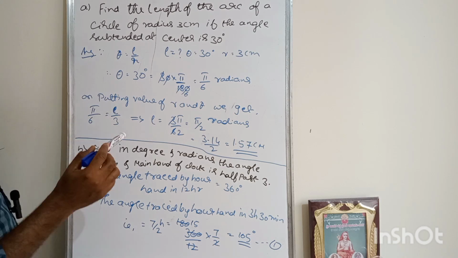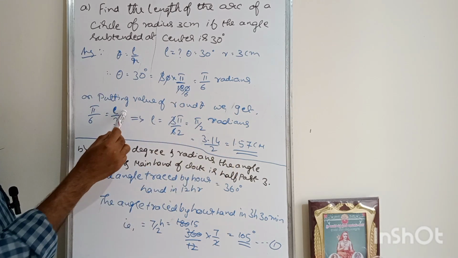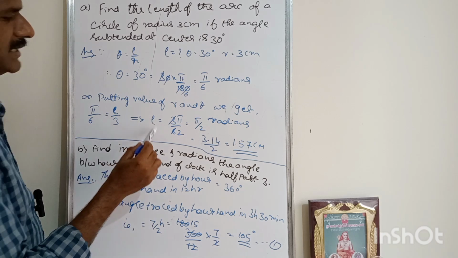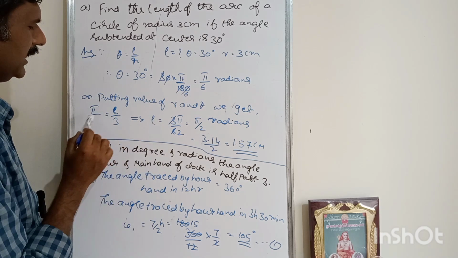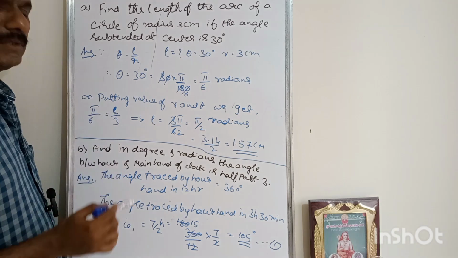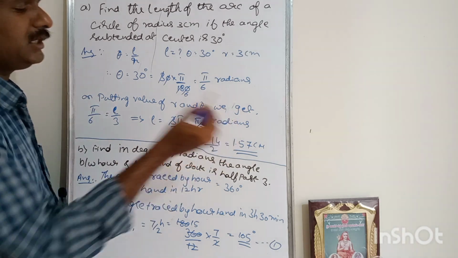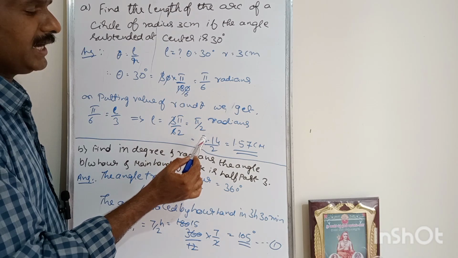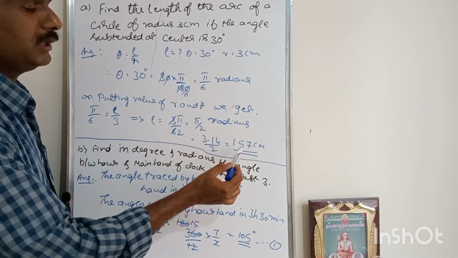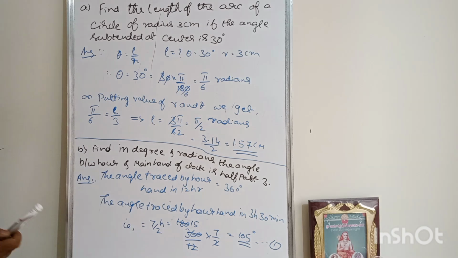On putting the values of r and theta, we get pi by 6 is equal to L by 3. That implies L is equal to 3 into pi by 6. 3 ones are 3, 3 twos are 6. Therefore, L is pi by 2 radians. On putting the value of pi, we get 3.14 by 2, that is equal to 1.57 centimeters.